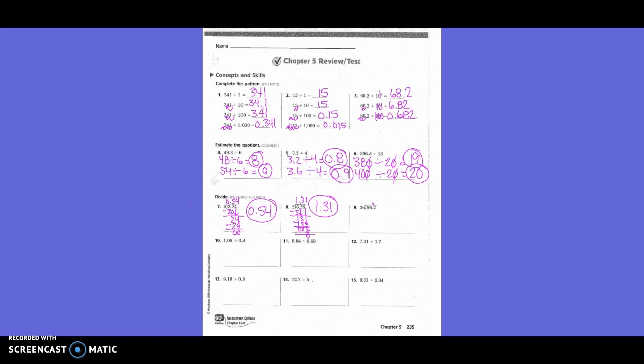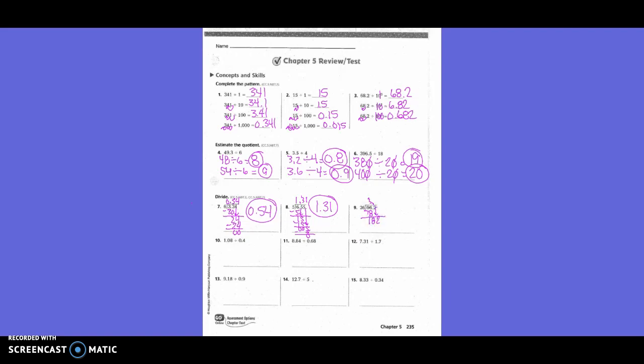3 times. Mentally, 3 times 6 would be 18. Put an 8. Carry my 1. 3 times 2 is 6, plus 1 is 7. So what would I have left over? 96 minus 78 is 18, right? And then bring down my 2.